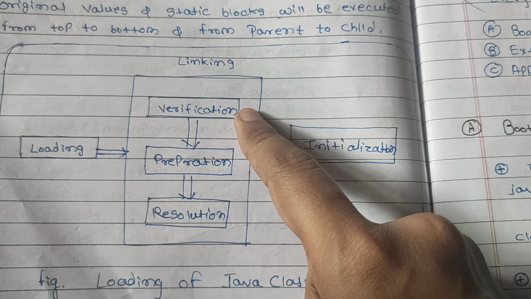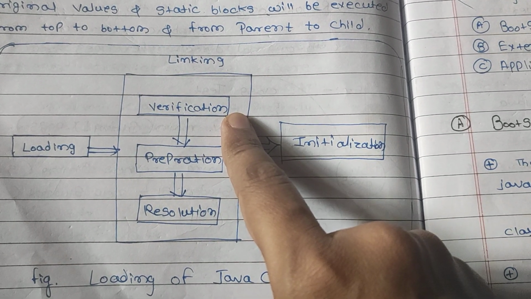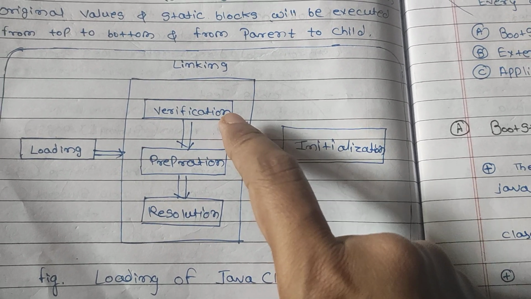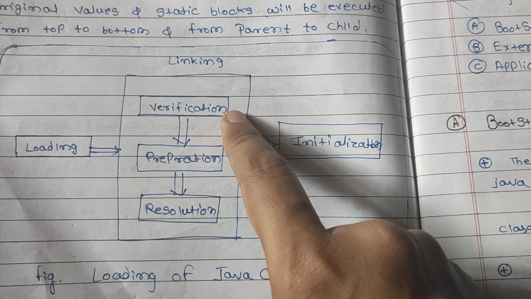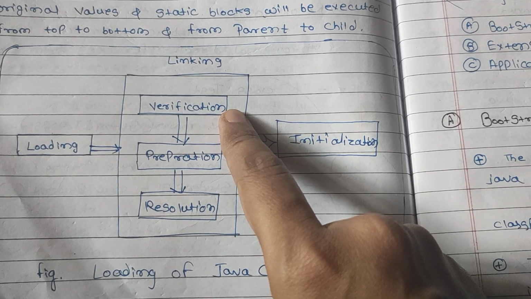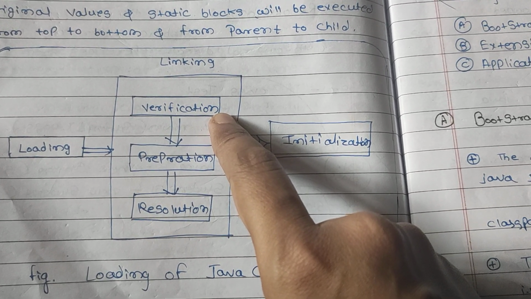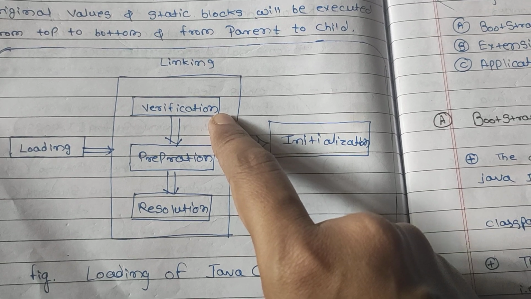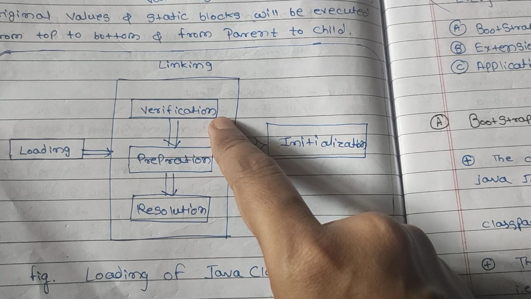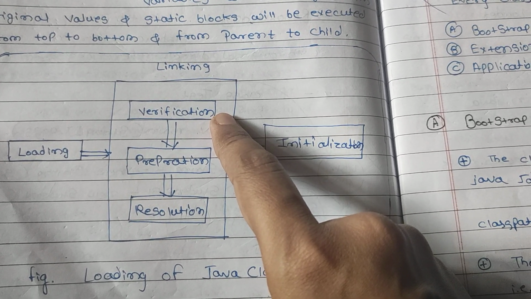Verification is verifying whether your loaded dot class file is properly formatted or not, whether it is generated by a valid compiler or not. And keep in mind, guys, this verification process provides security to your Java program, and because of this process only, Java is considered a secure language. Okay, if your created dot class file is not secure, then you will get a verify error.